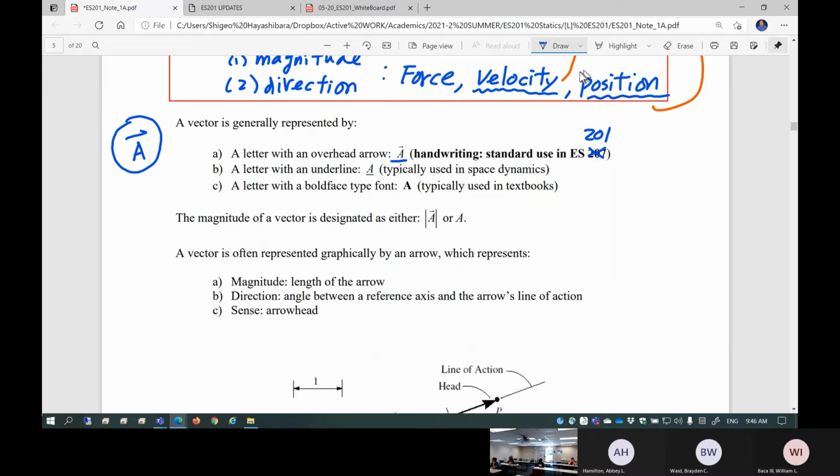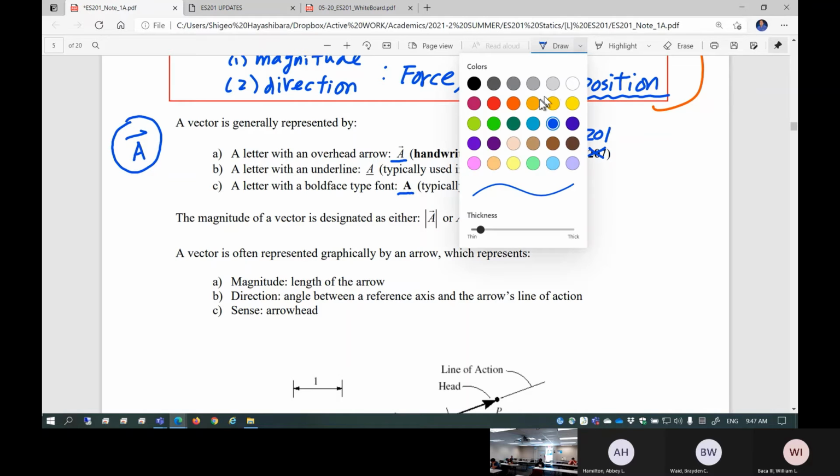However, if you look at some textbooks, some of them indicate a vector with a boldface type font. They change the type of the font and indicate, hey, since this is boldface, this is a vector. It's kind of confusing, but you have to follow that notation sometimes. Some textbooks actually do this. Now, in my notes, I don't do this. I consistently use the arrow as a vector, as well as the handwriting standard.